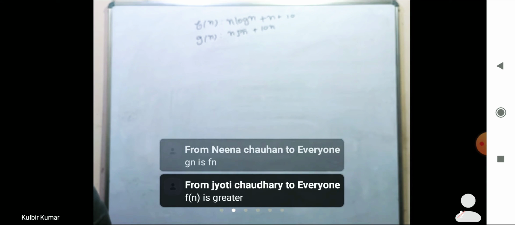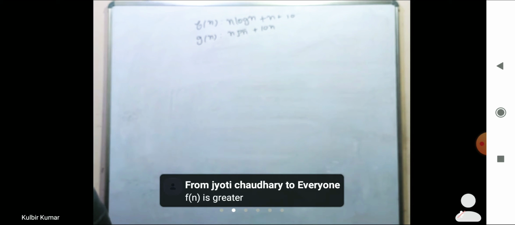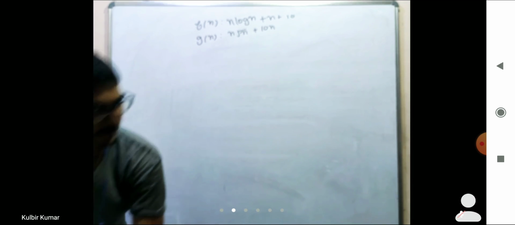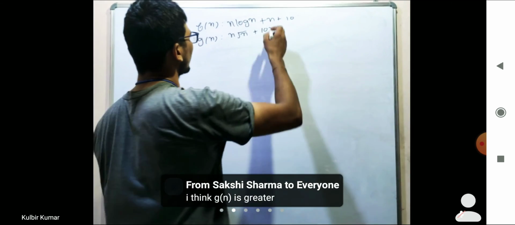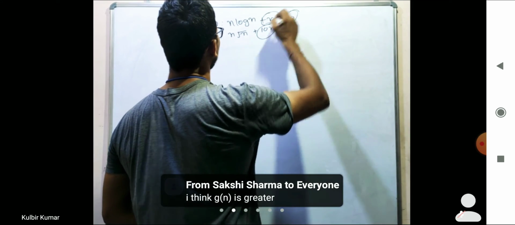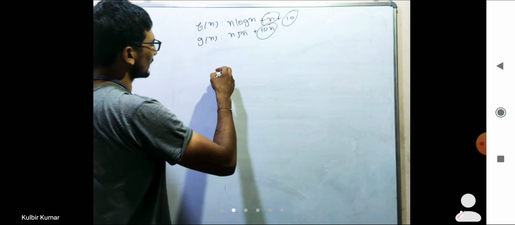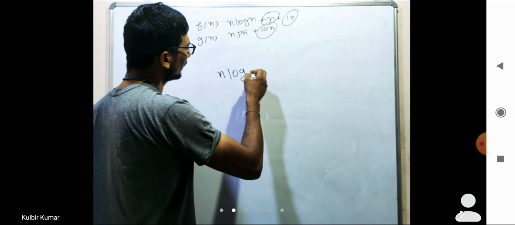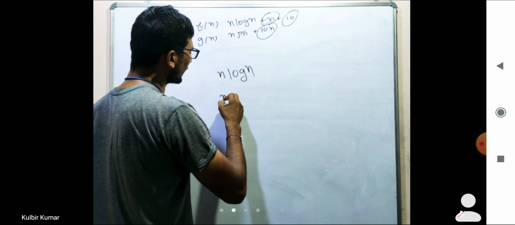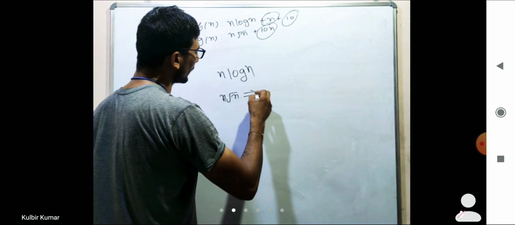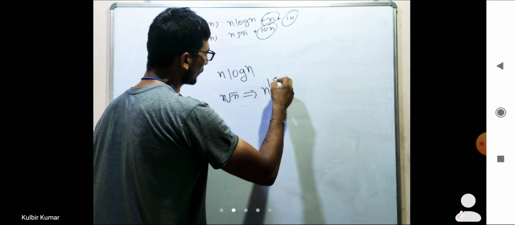g of n is f n. f of n is greater. Okay, so let us see. It is nothing but 10n. This is n, this is 10. These are smaller terms, we can leave them all. Mainly, between which will the comparison be? n log n and the other will be n into root of n. n into root of n we can write as n power 1.5.